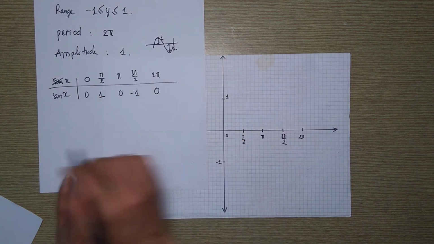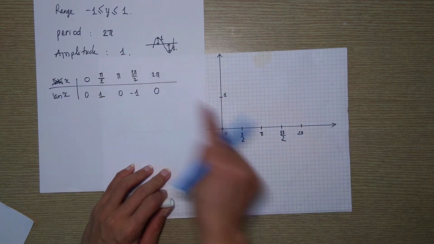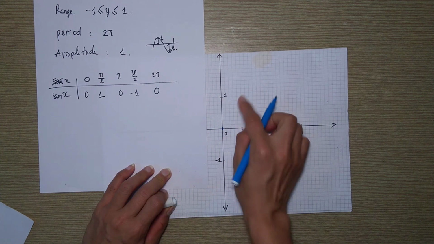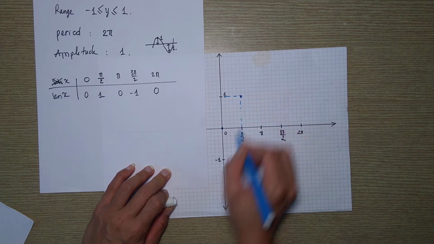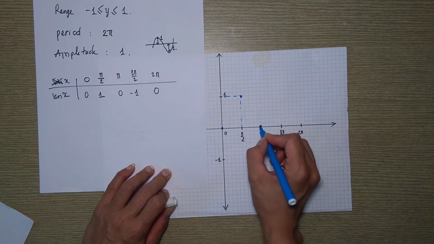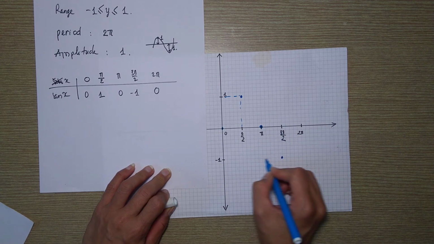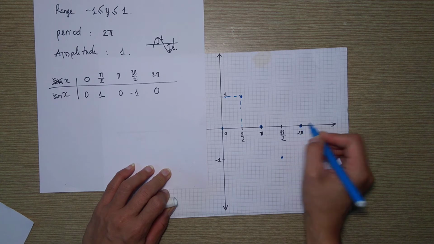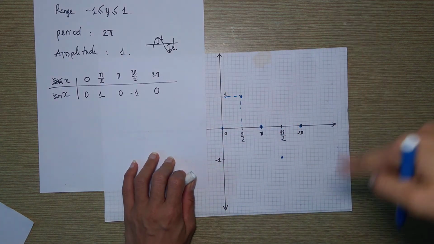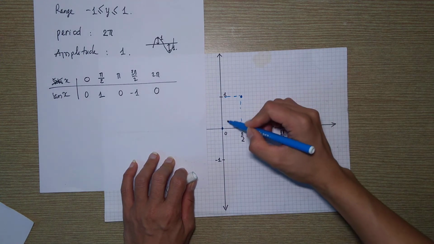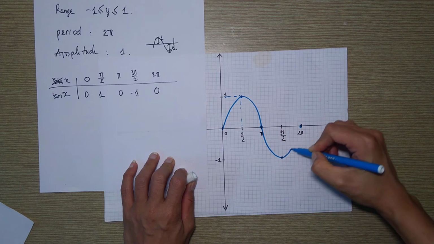Now, you go with this. 0 is 0, so that would be this point. Pi over 2, 1, that would be this point. And pi, 0, that would be this point. 3 pi over 2, -1, this point. And 2 pi, 0. The graph is a curve that looks like a wave, going up and down, up and down.